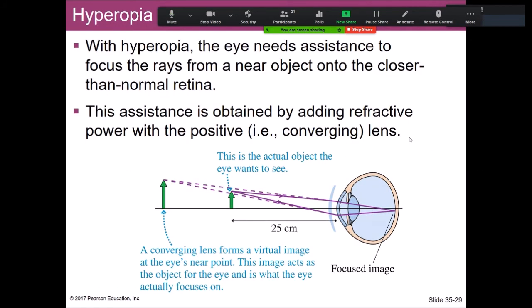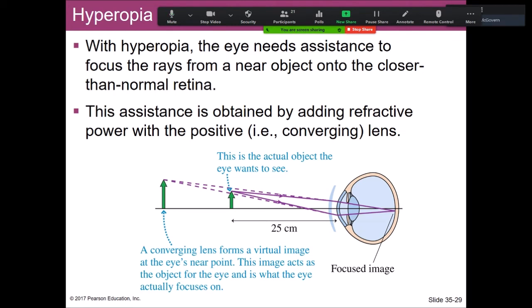Okay, so here's an example of that. If the image that you're getting is not focused on the back of your retina, you have a corrective lens that can help it converge much more rapidly. Right now the convergence is not fast enough, so to speak, to hit the back of your retina. So you have a corrective lens that allows that to converge down more rapidly.